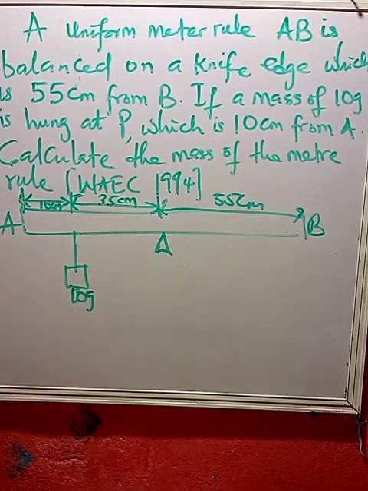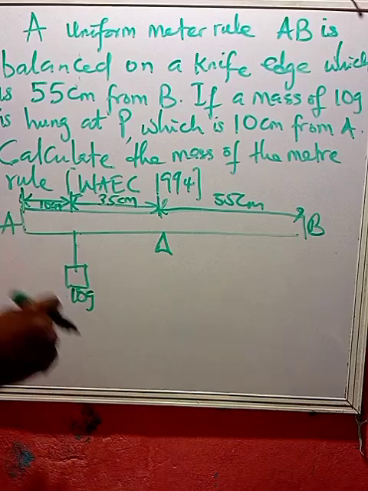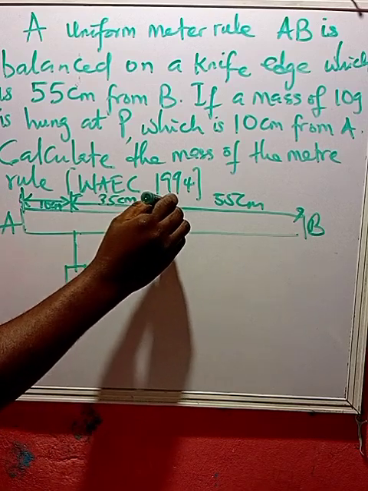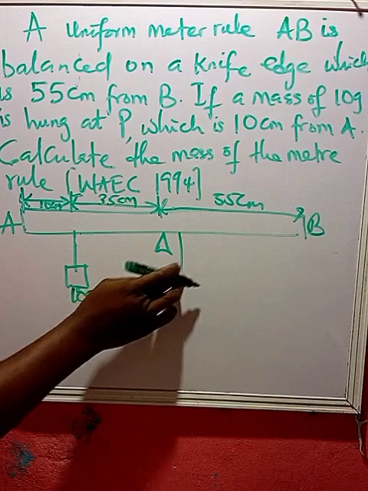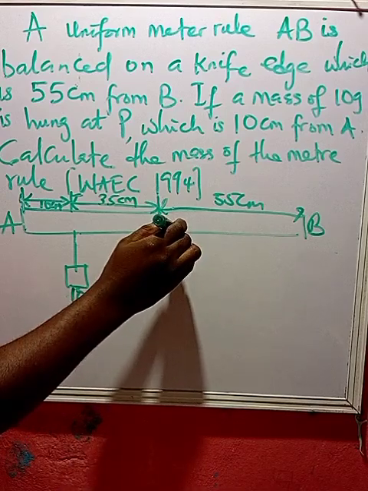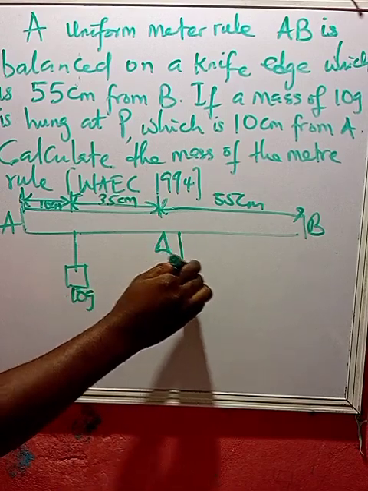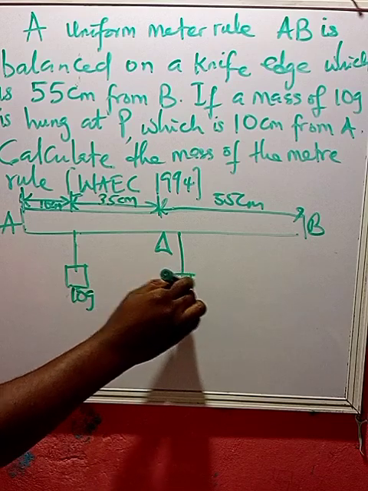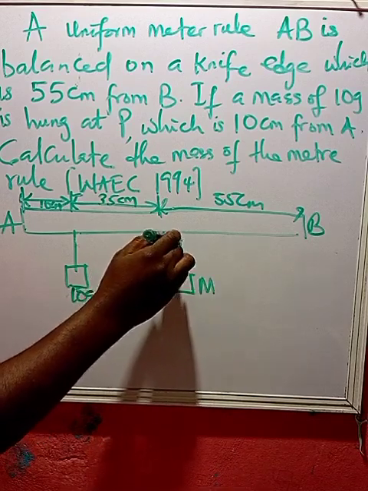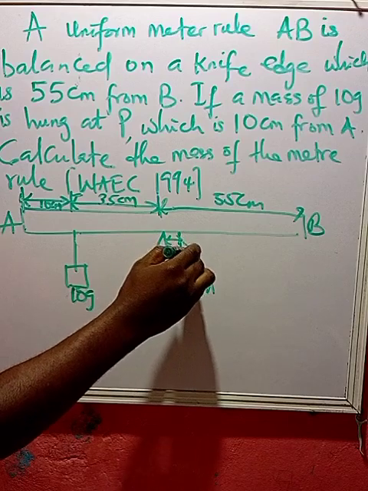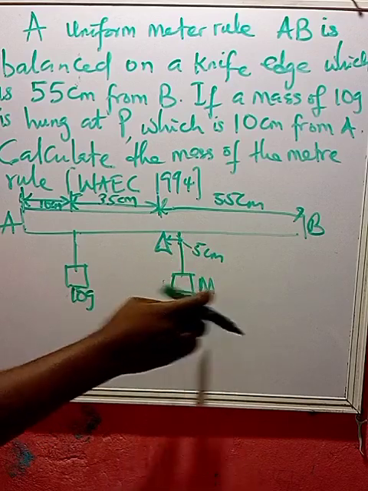Now calculate the mass of the meter rule. Remember, I said the weight of the meter rule usually acts at the center of the meter rule. The center should be somewhere here, at 50. So this is the mass of the meter rule. From here to here we are saying is what? 5 centimeters. We are looking for this M.